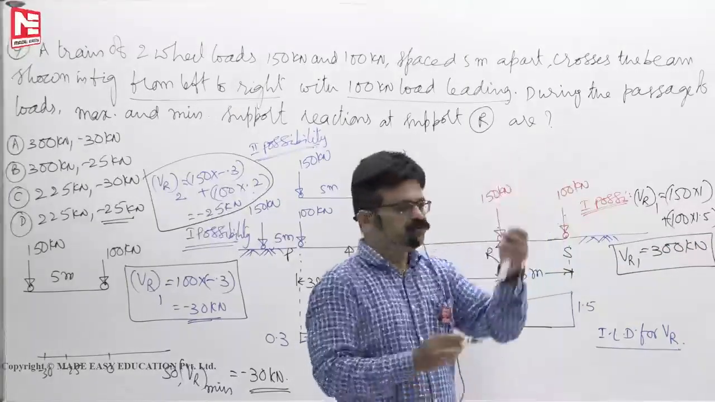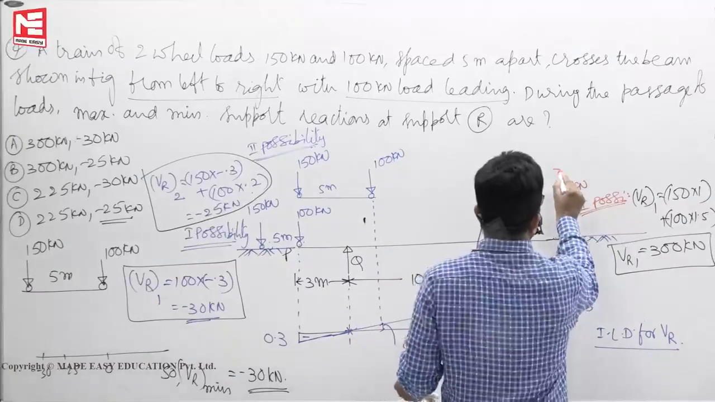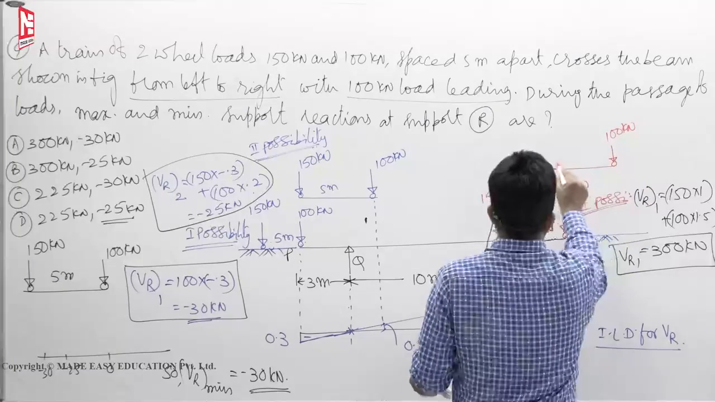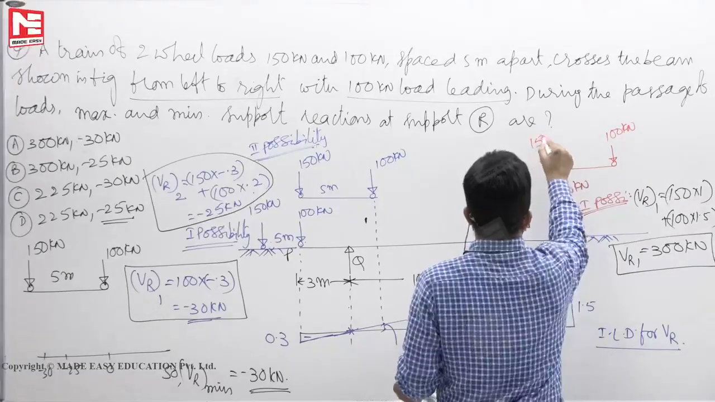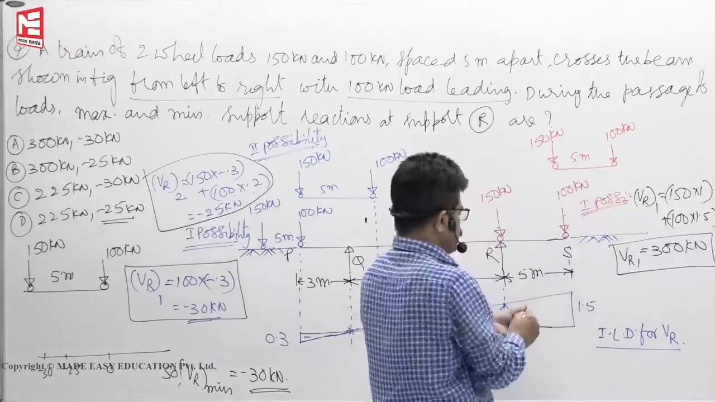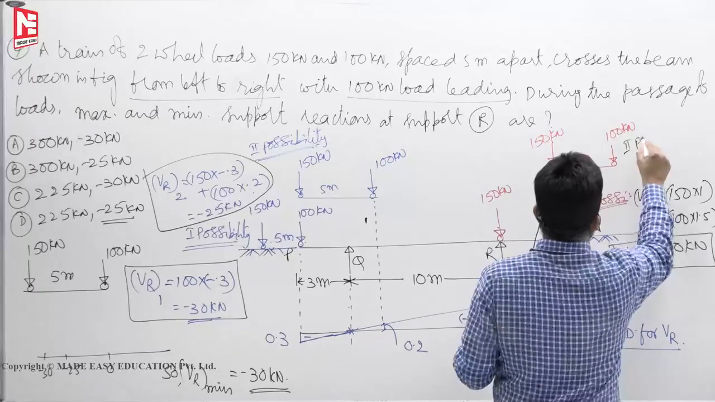Now ask the driver to move forward. Then what will happen? 100 will go to the ground somewhere here. 150 will come here. Again 5 meters. Now 100 has no influence because it went to the ground. So this is the second possibility.